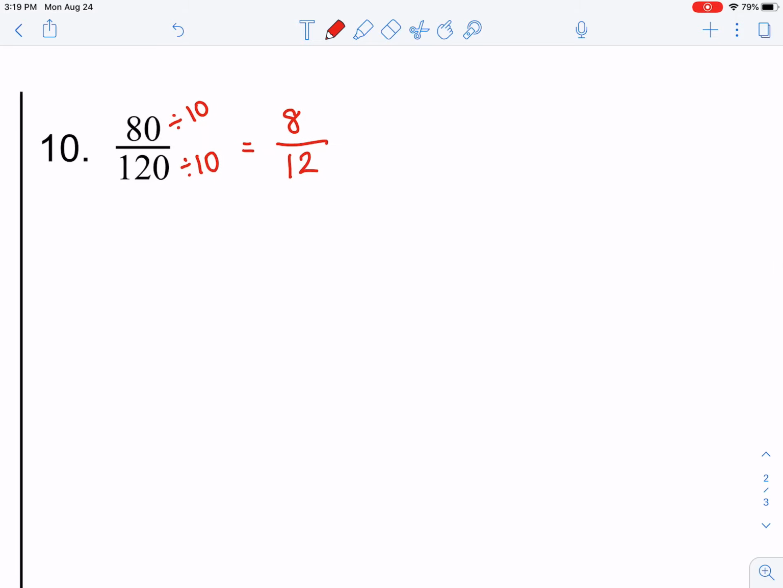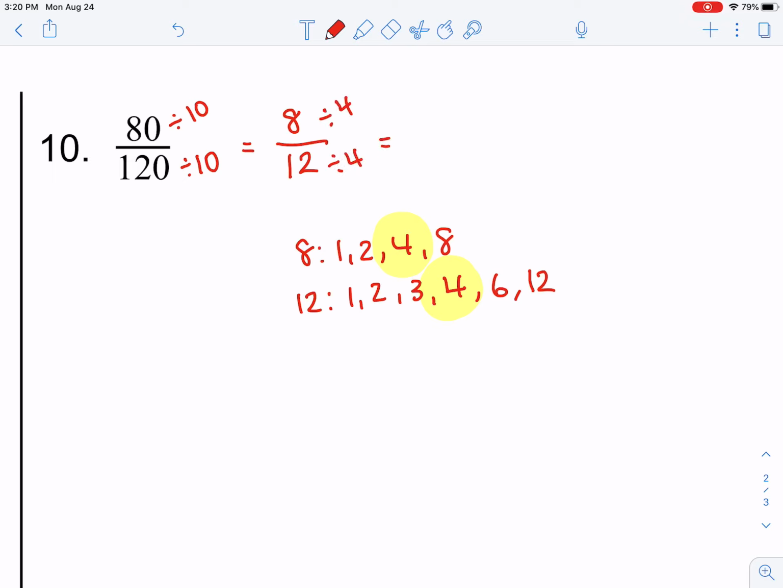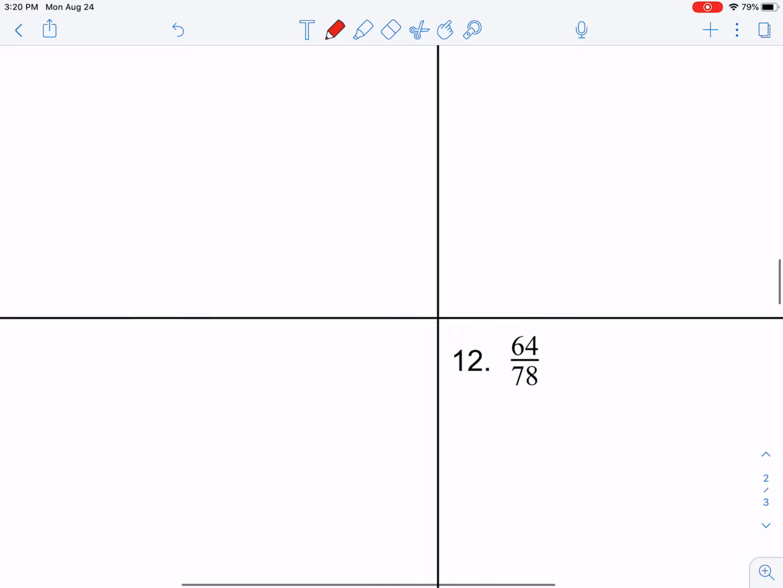Let's see if it can be simplified even further. 8 over 12. Well, we know that the factors of 8 are going to be 1, 2, 4, and 8. The factors of 12 are going to be 1, 2, 3, 4, 6, and 12. So we see that 4 works out. So that means we can divide it even further and reduce it. 8 divided by 4 is 2. 12 divided by 4 is 3. So it should be 2/3 as our reduced fraction.